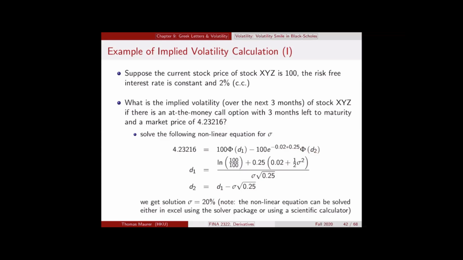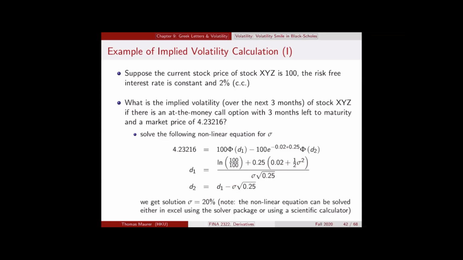Now again, how do we find these threshold values d1 and d2? These depend on the price of the underlying asset and the strike price. They depend on the time to maturity, the 3 months, and on the risk-free rate. And now it depends on that volatility here and here. And also for d2, again, it depends on that volatility.